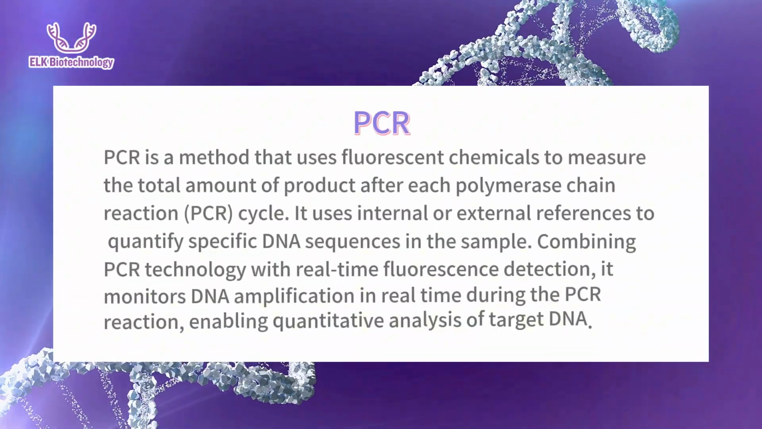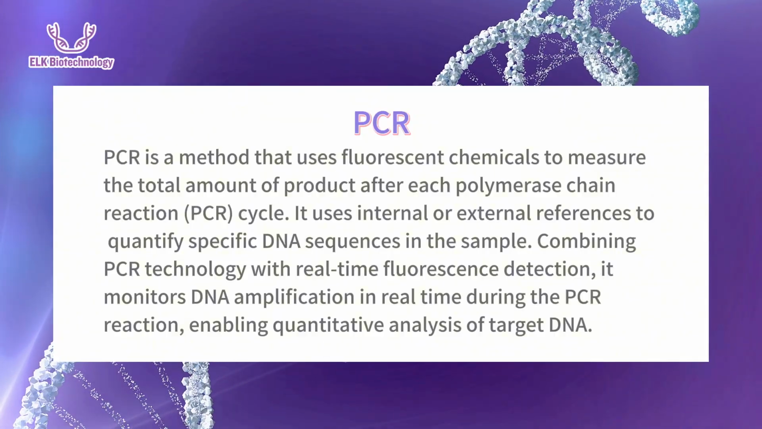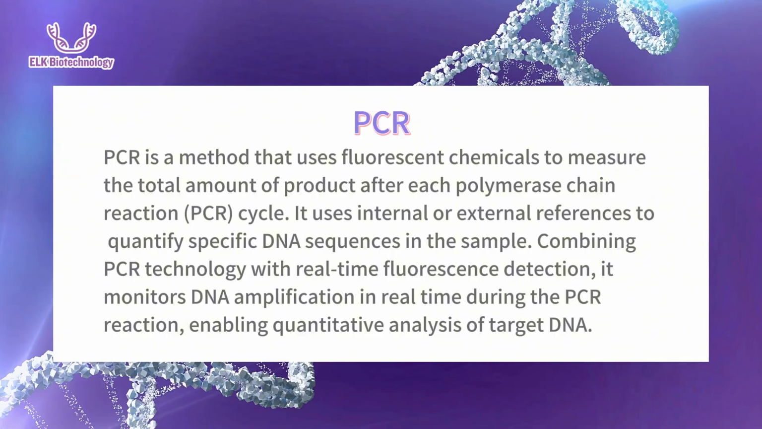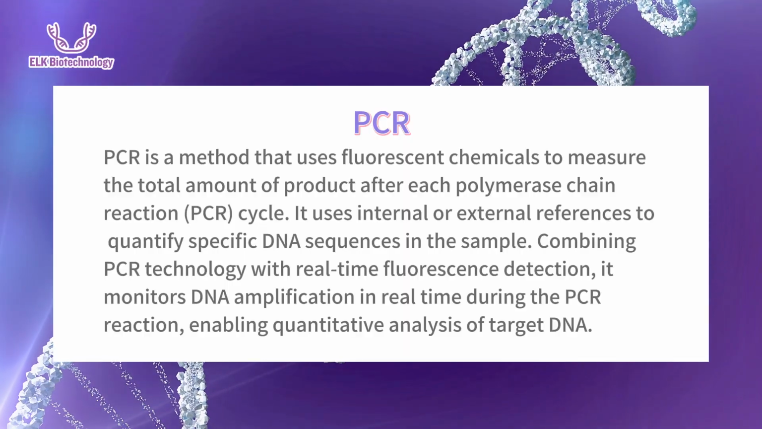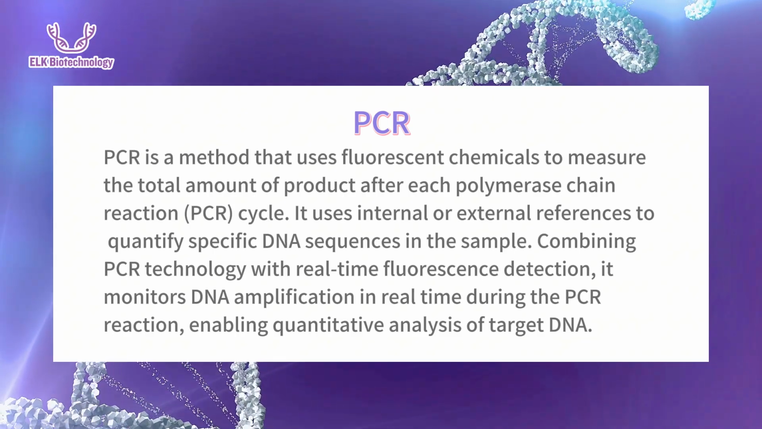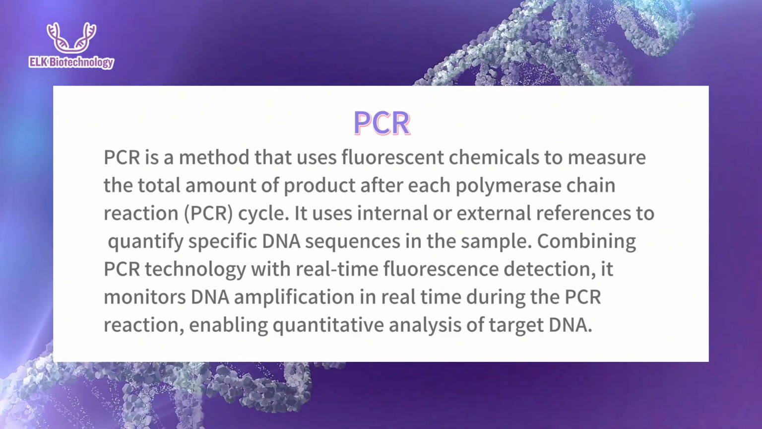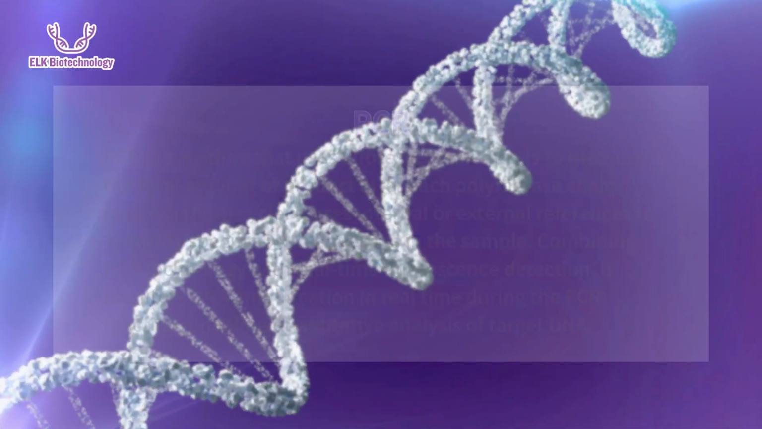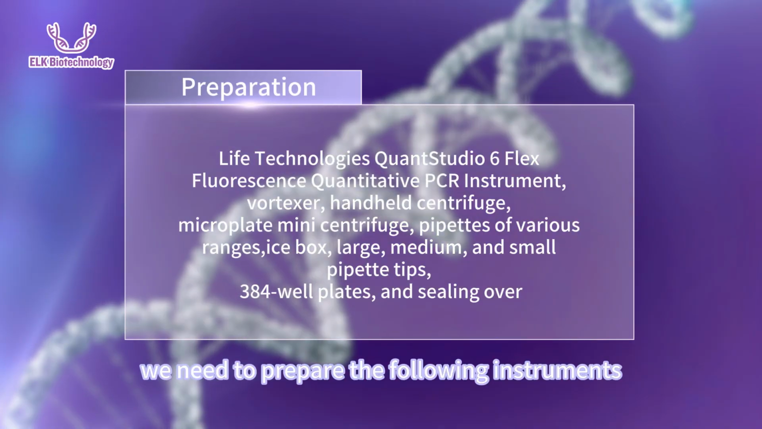PCR is a method that uses fluorescent chemicals to measure the total amount of product after each polymerase chain reaction PCR cycle. It uses internal or external references to quantify specific DNA sequences in the sample. Combining PCR technology with real-time fluorescence detection, it monitors DNA amplification in real time during the PCR reaction, enabling quantitative analysis of target DNA. Before the experiment, we need to prepare the following instruments and consumables.